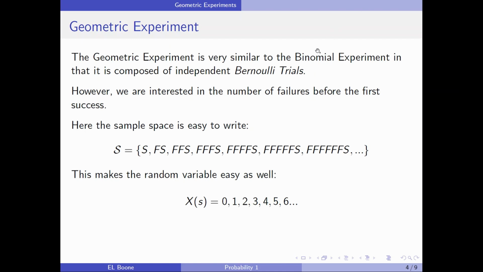So here the sample space is really easy to write. There could be a success with no failures prior to it. But notice once we have a success, that's a terminal event. So then we have a failure and a success, or a failure, failure, success, or a failure, failure, failure, success, and so on, which makes a random variable easy to define as well, because here, how many F's are there? 0. How many are there here? 1, 2, 3, 4, 5, 6. And in fact, there are countably infinite many values for this random variable. So the sample space is extremely large.